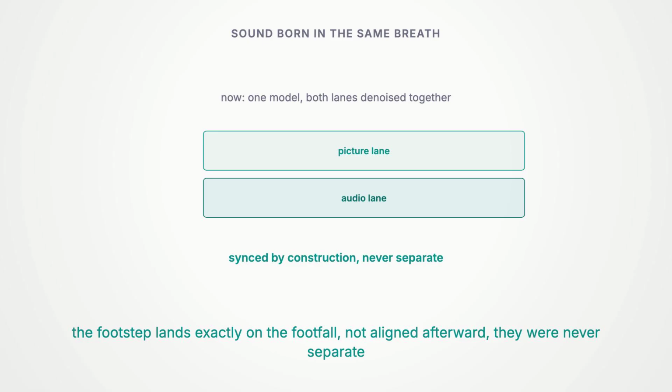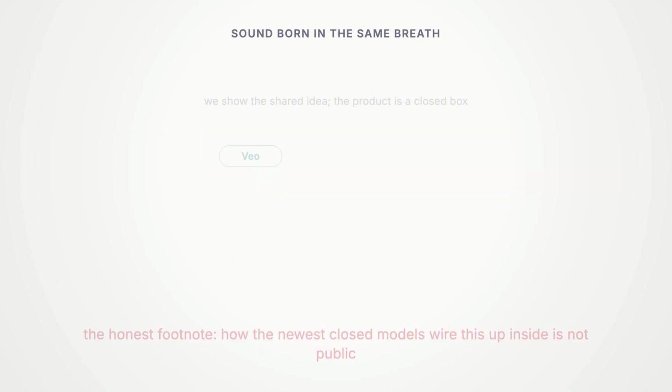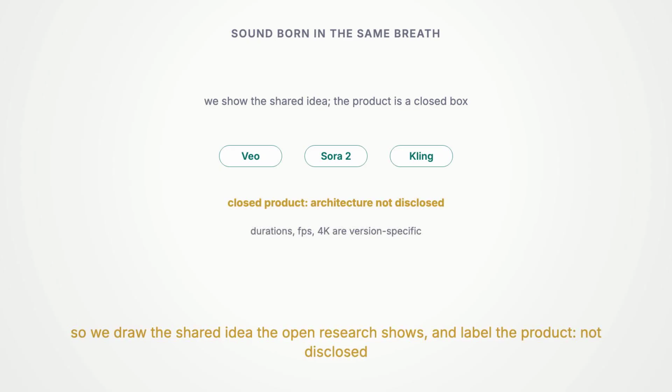Sound and motion are two faces of one event. A model forced to produce both at once has to actually understand that an event happened, not just paint a pretty surface. Now the honest footnote. Exactly how the very newest closed models wire this up inside is not public. The labs publish demos, not blueprints. So when we draw it, we draw the shared idea that the open research clearly shows, 2 lanes denoise together, and we put a plain label on the specific product: Architecture not disclosed. That is just the truth, and a good teacher says so.